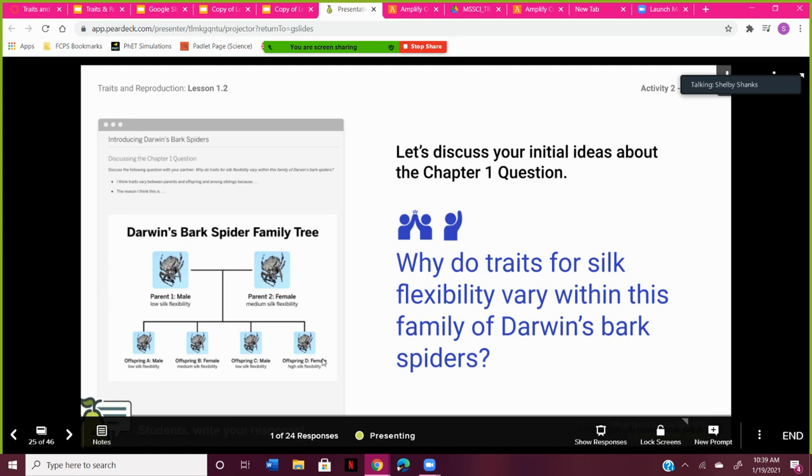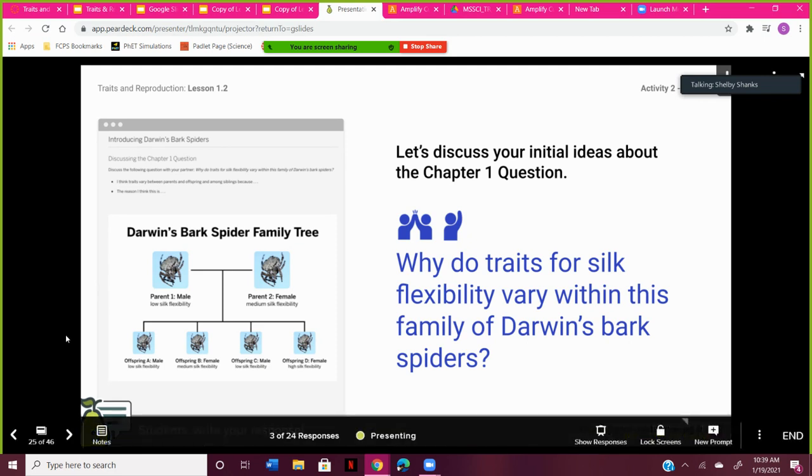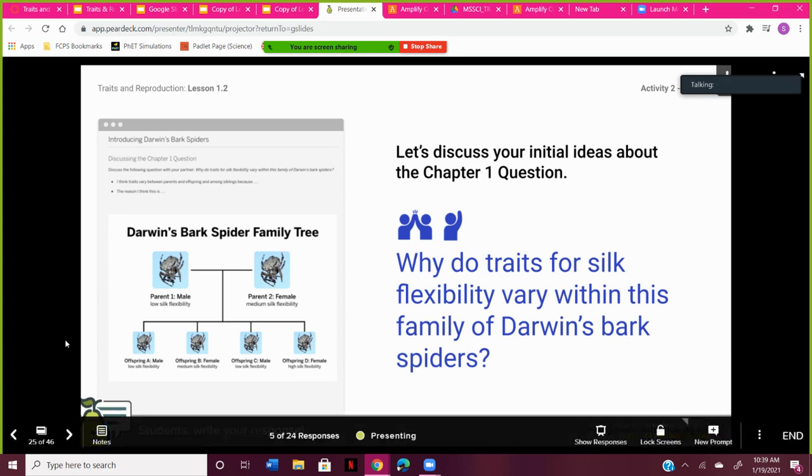Okay, just your initial thoughts. Why do traits for silk flexibility vary within this family of Darwin's bark spiders? If you're having a hard time answering this, why do you think you are different from your parents? Say my parents both have dark hair. I don't. Why is that? Or why does my dad have blue eyes, my mom have brown eyes, and I have blue eyes? Think about that when you're answering this question. You don't have to be spot on. We're just discussing some initial ideas.